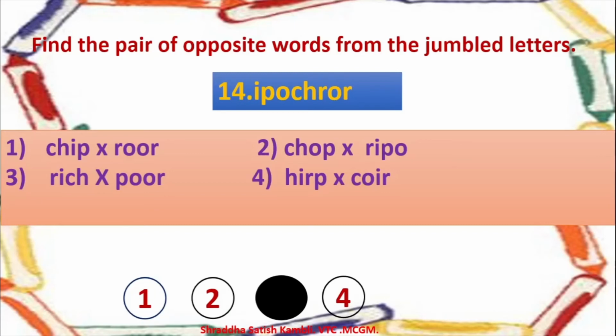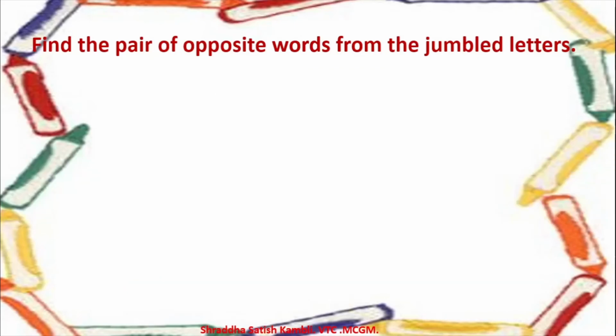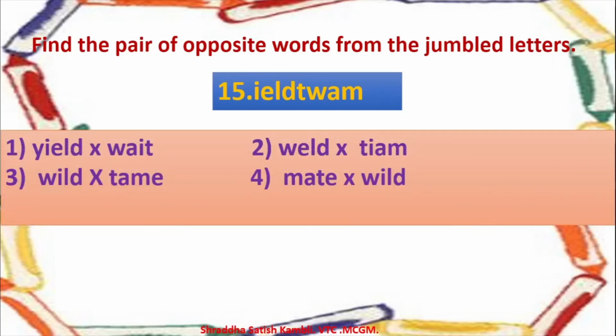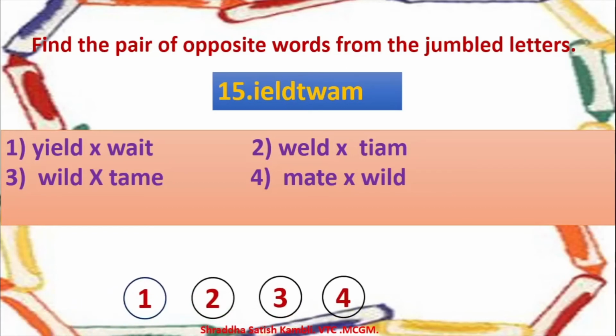Okay, let us go to the last example in this pattern. So you have IELDTWAM. Oh my god, what is that? The question looks difficult, but when you see the answers, then you will know it is very easy. So yield and wait, weld and tiam, wild and tame, mate and wild. Yes, which is the answer? It is wild and tame. So that was pattern 5 for you children.